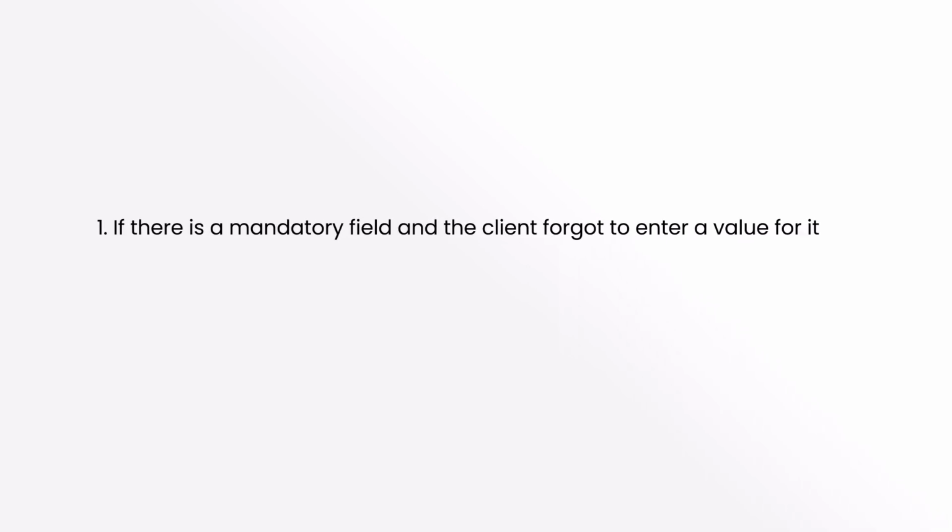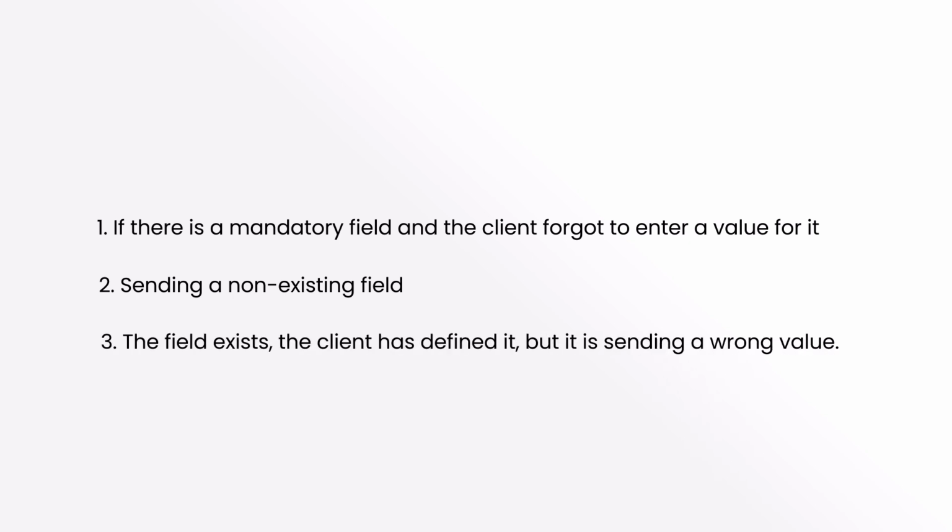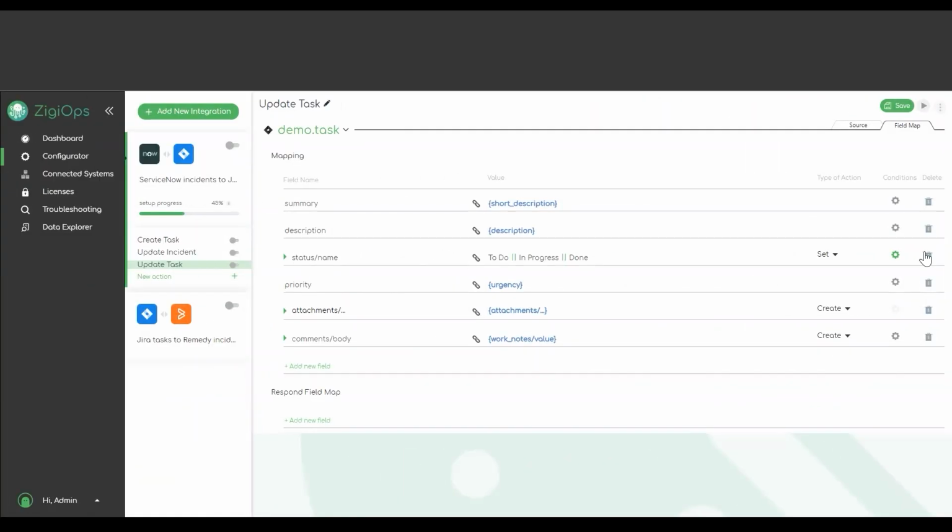There are 3 most common mistakes that can happen during mapping. The first one is if there is a mandatory field and the client forgot to enter a value for it. The second one is sending a non-existing field. The client defines a field that is wrong and does not exist in the target system. The third one is the field exists, the client has defined it, but it is sending a wrong value. For example, the case with the status above.